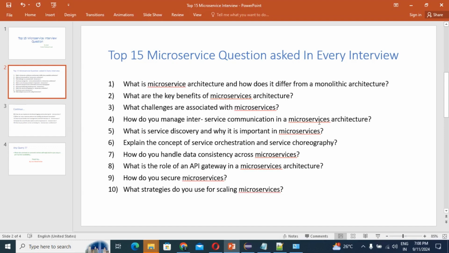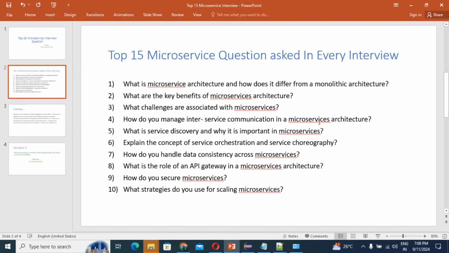Last, team autonomy: different teams can work on different services, improving productivity. These are all the key benefits of microservice architecture. If you are going to implement any microservices, these are the points you should be aware of and remember. Then your microservice will be more attractive and more flexible.